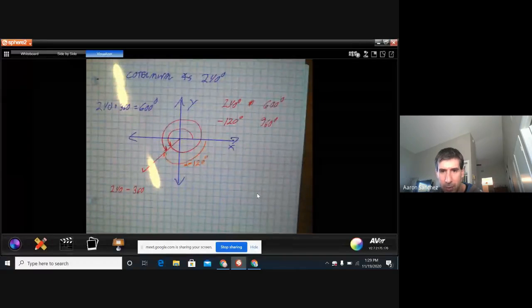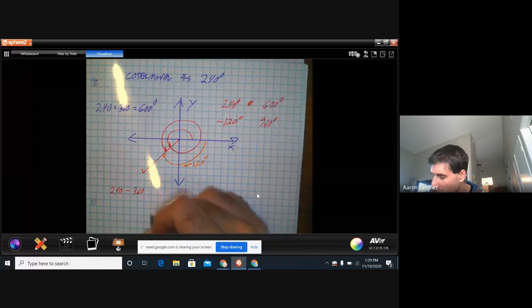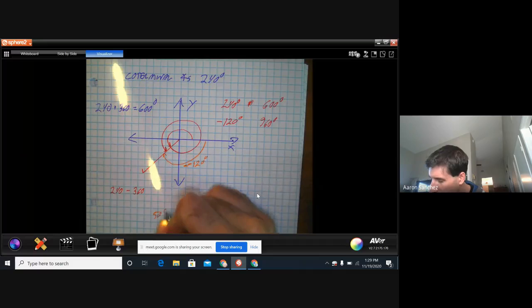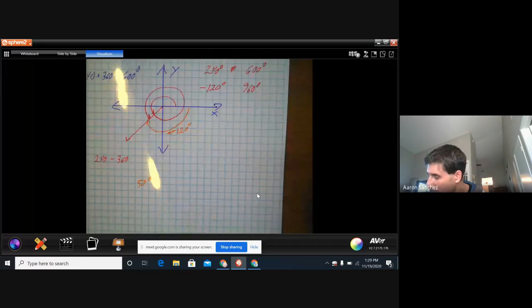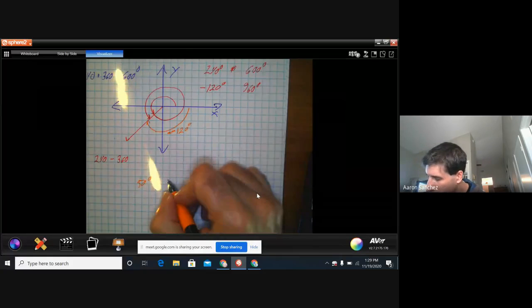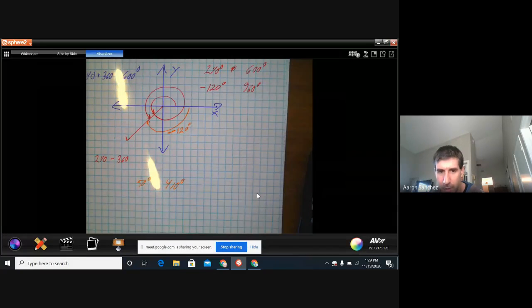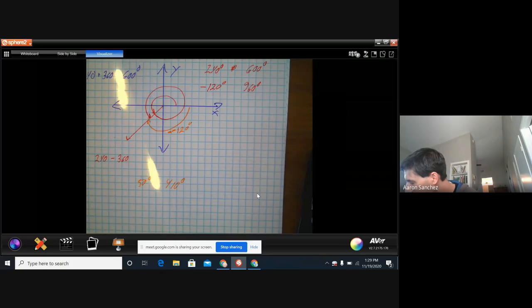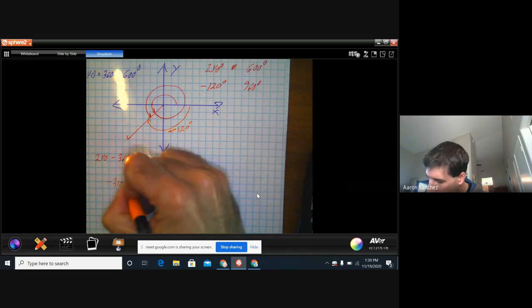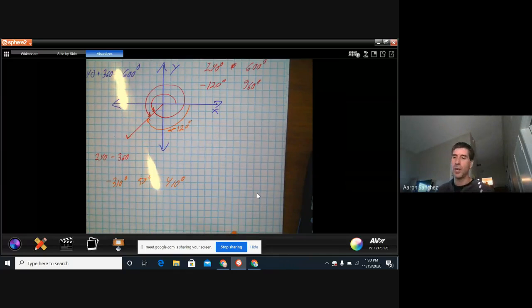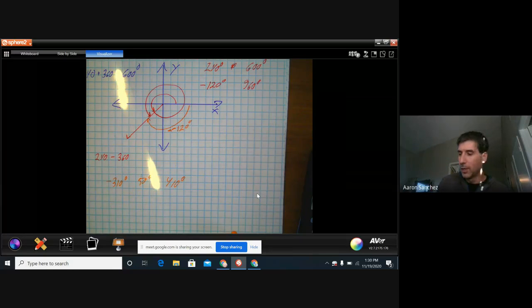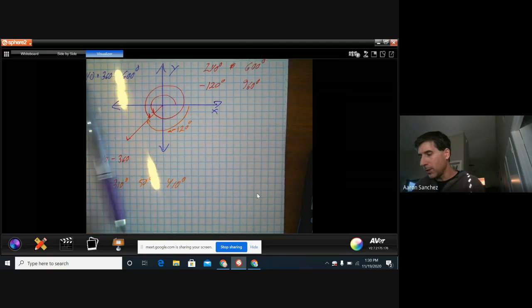You can go backwards. So anytime you want to find what is coterminal to 50 degrees, you just add 360 to it. 50 plus 360 is 410. Or you can take away 360. 50 minus 360 gives you negative 310. Those are all coterminal. You just add or subtract 360 degrees. Anyway, that's my lesson on coterminal angles real quick because I was short on time.